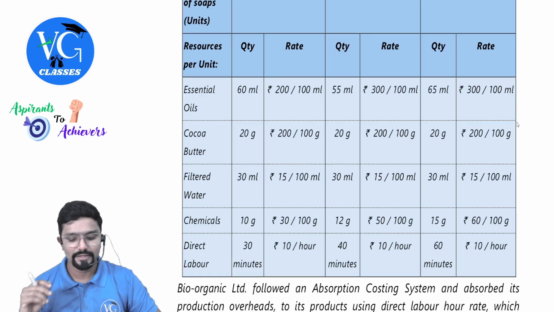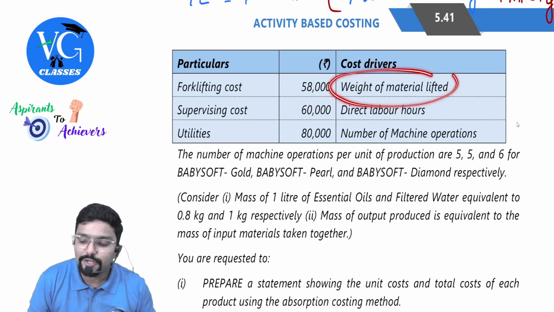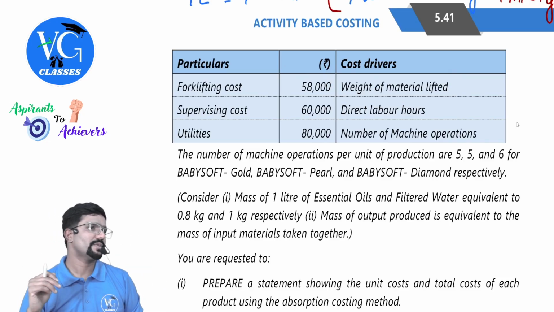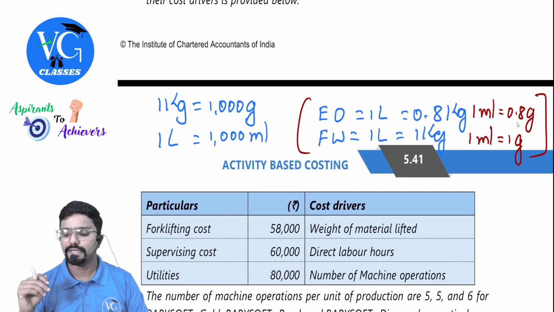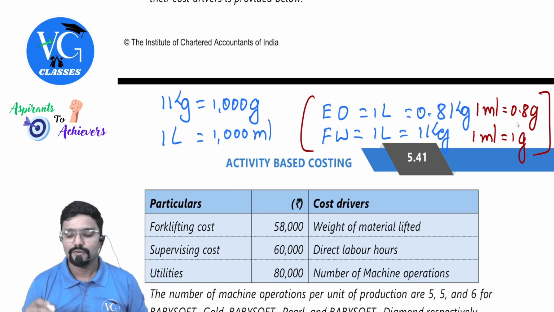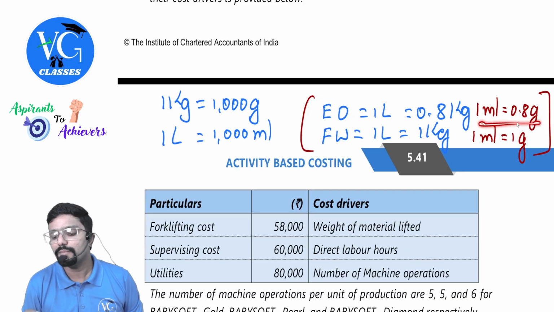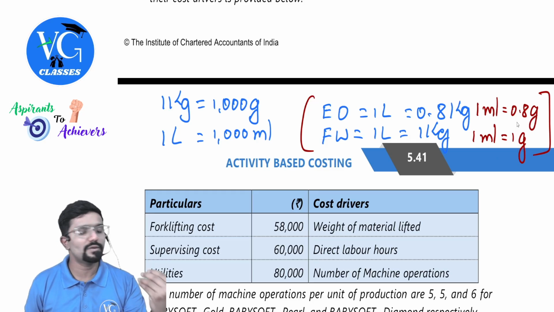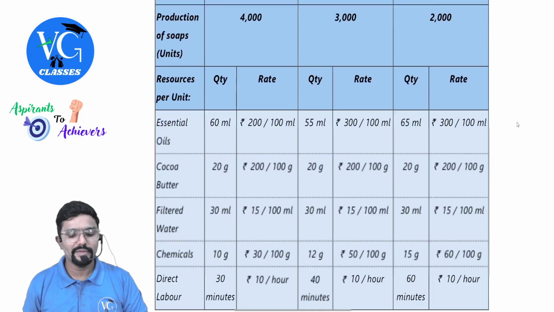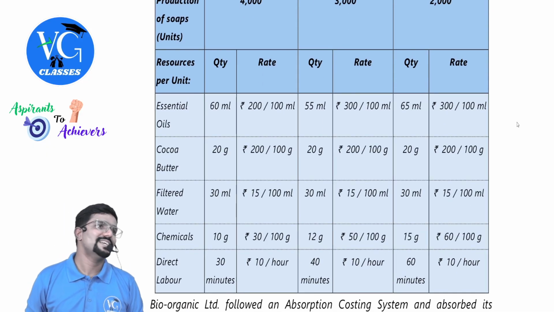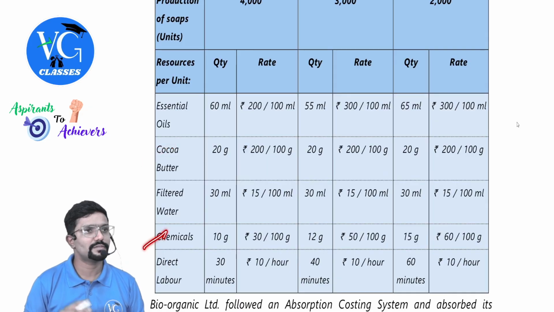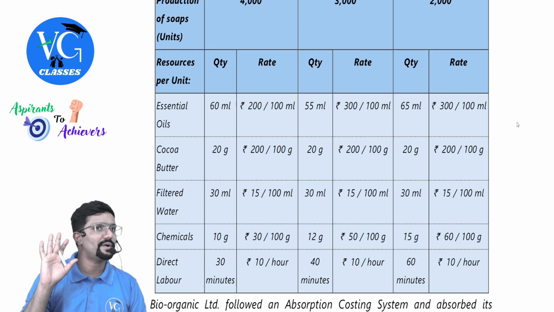What is it? Weight. Because here they have told weight of material lifted. So everything we are converting to grams. I have made you write it also here. Only for essential oil, 1 ml is equal to 0.8. For filtered water, 1 ml is equal to 1 gram only. The remaining two are already in grams, that is cocoa butter and chemicals. Hope you guys got it.